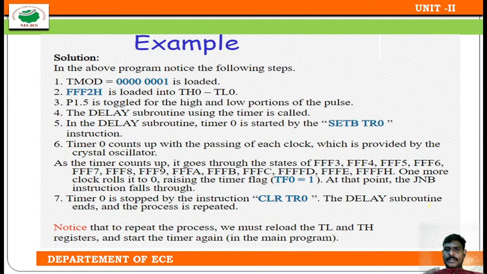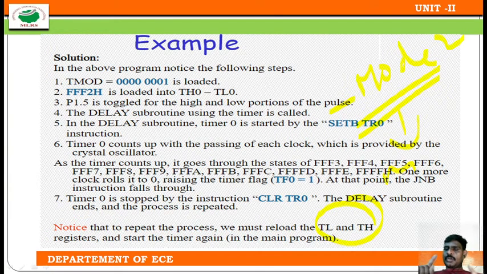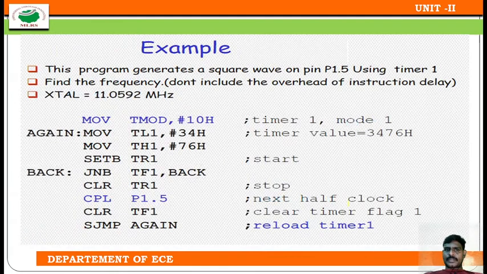So now, to repeat this process, we must load the TL and TH registers and start the timer again, because it is not an auto-reloaded mode. In this mode, whenever I want to start the timer again, I need to load the values again. But in mode 2 operation, it is not required. Mode 2 is an auto-reloaded mode. One-time loading of the initial values is sufficient. After that, the controller itself loads the values and it repeats.